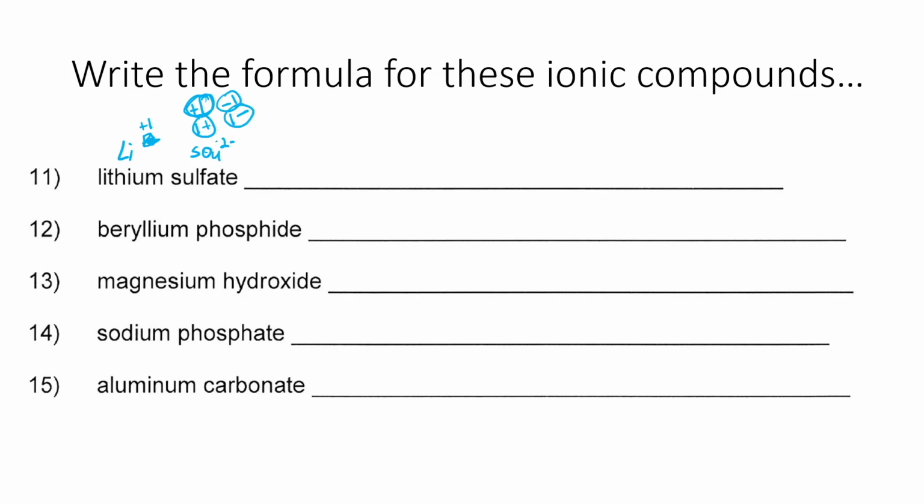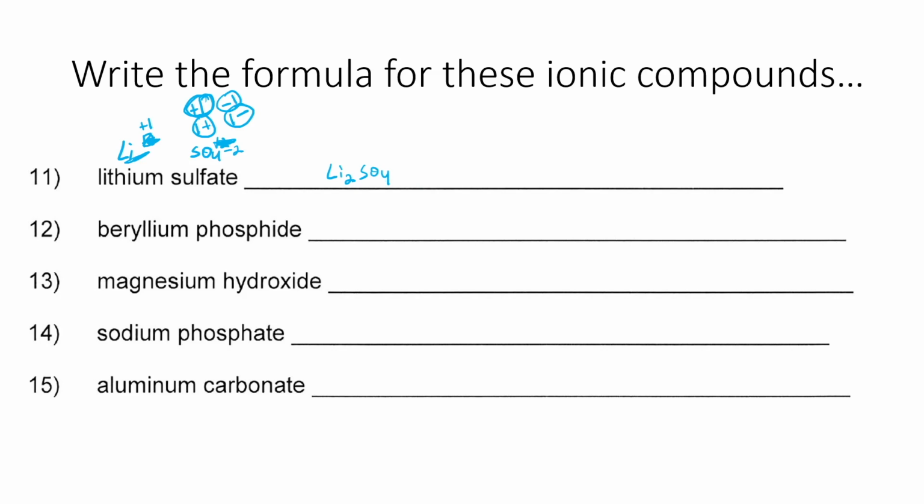So this is freaking me out a little bit, so I'll go ahead and put the +2 up there. With a lithium that has a +1 charge and a sulfate that has a -2 charge, how many lithiums do I need to satisfy sulfate? They're going to need 2 lithiums. So the answer to this one would be Li2, and then SO4. No parentheses needed because it is only a single polyatomic ion, not multiple.